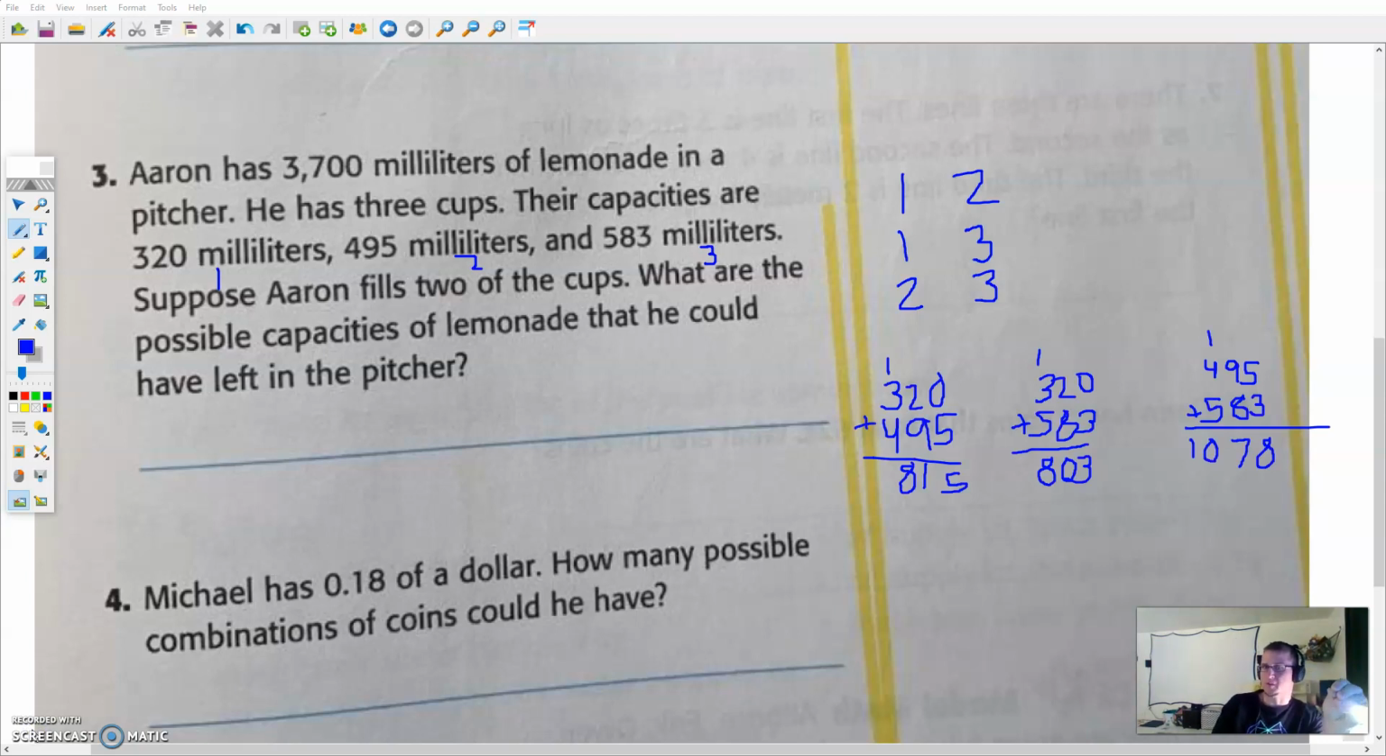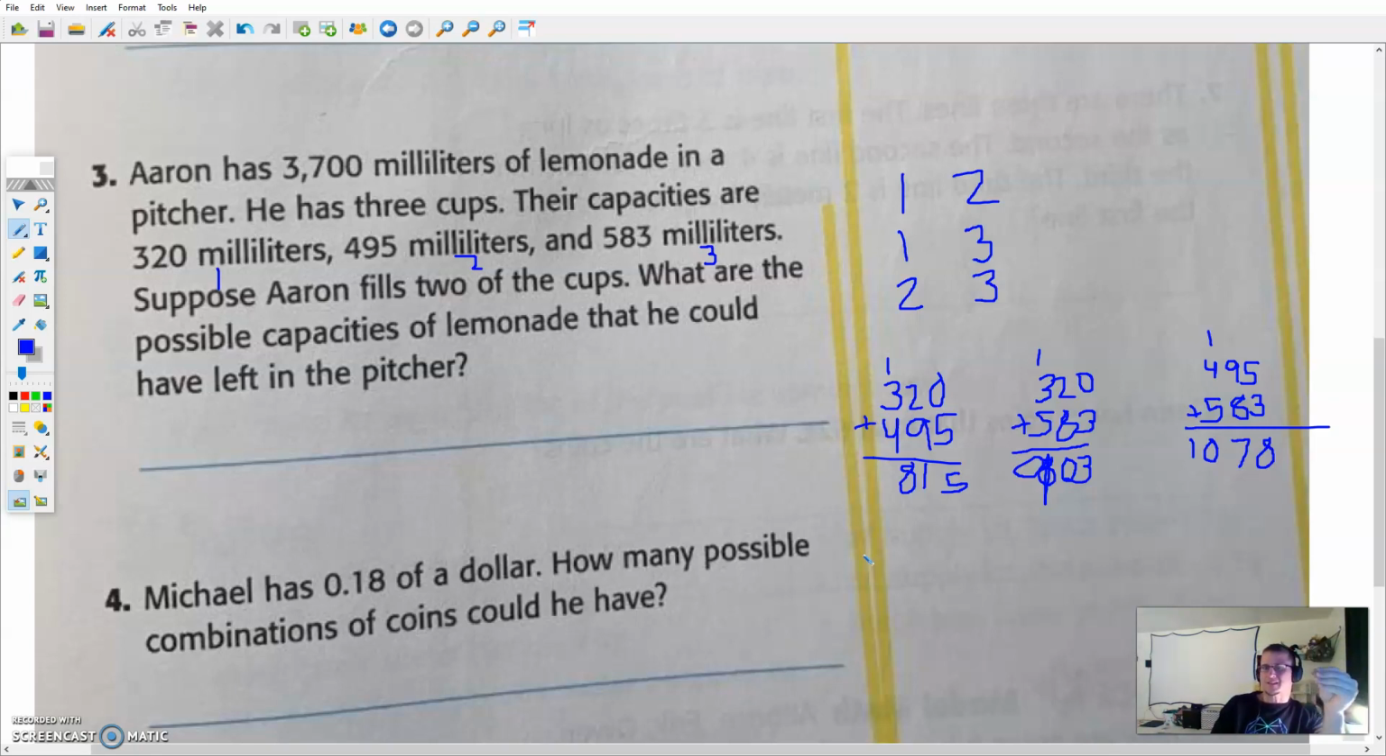Cups 1 and 2 are 815 milliliters. Cups 1 and 3 are 903 milliliters. Sorry, I was thinking that didn't sound right. And cups 2 and 3 are 1,078 milliliters. So there's my answer, right?